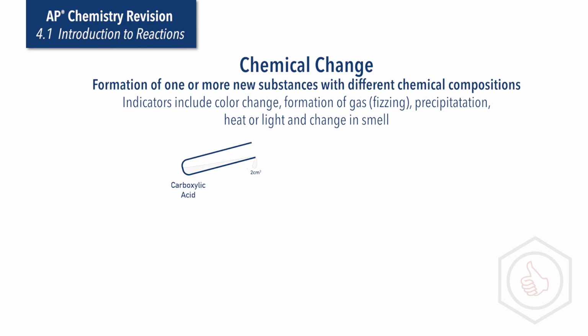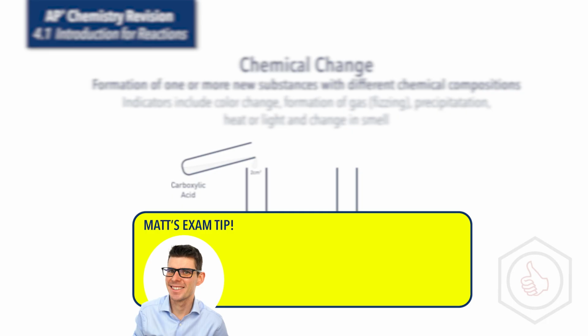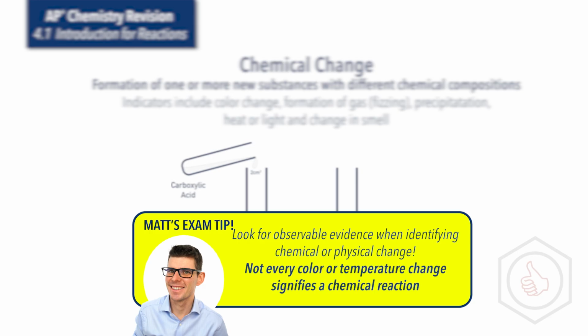For example, if a carboxylic acid is added to a solid sample of sodium hydrogen carbonate, carbon dioxide gas is released, and this is observed as bubbling or effervescence in the liquid, and the solid slowly disappears. This indicates a chemical change has taken place, and it's a change in chemical composition. Exam tip here: always look for observable evidence when trying to determine if a change is physical or chemical. But remember, not every color change or temperature change automatically signifies a chemical reaction. You sometimes need to link different bits of evidence together to determine and recognize chemical change.